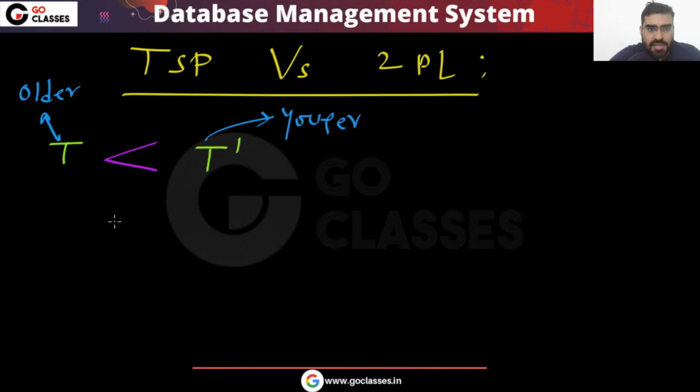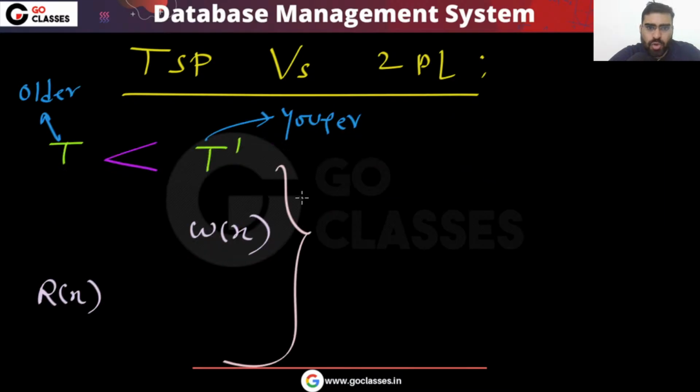Now a very simple question I am asking. Let's assume it is writing some item X and it is reading some item X. Is this schedule allowed by 2PL? Look at this schedule, is it allowed by 2PL?